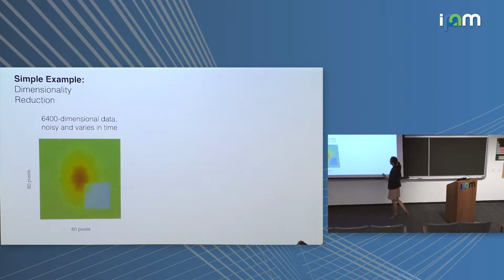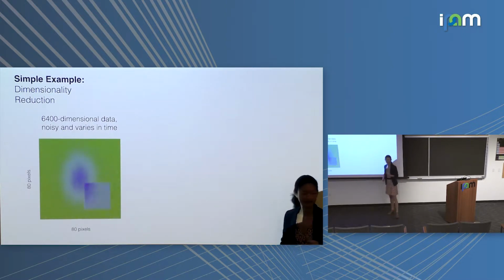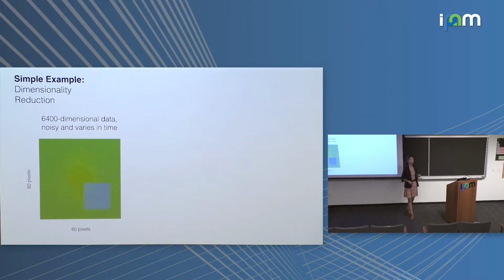So let's say I have data of this kind. So here's a movie, and here's a movie that I made, so I know the right answer. And what you're seeing is an 80 pixel by 80 pixel movie. So it's technically 6,400 dimensional data. It's noisy and it varies in time. Now, this data is not 6,400 dimensional. It's much simpler than that.